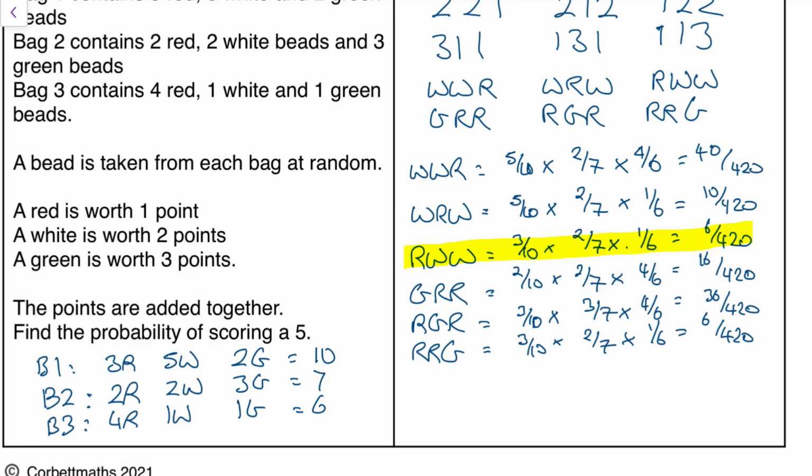Then what I need to do is add up all these probabilities. So it's going to be 40 plus 10 plus 6 plus 16 plus 36 plus 6. Note, all over the same denominator. I haven't simplified any fractions, otherwise that would make it really difficult. So I can just add all these up, which gives me 114 over 420. And if I do that on my calculator again, that simplifies down to 19 over 70.